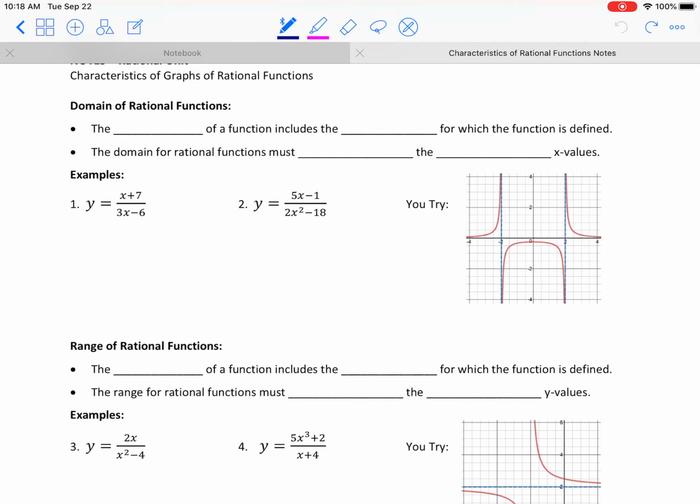Hello and welcome to our lesson on characteristics of graphs of rational functions. We're actually not going to be looking at anything new today.